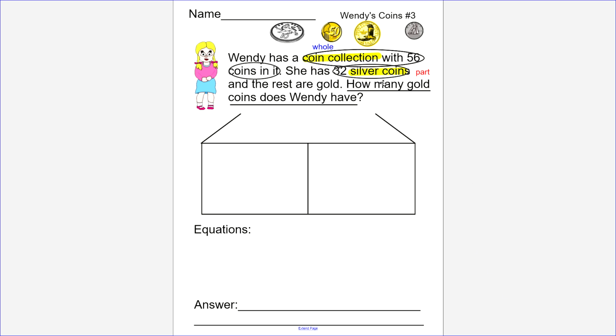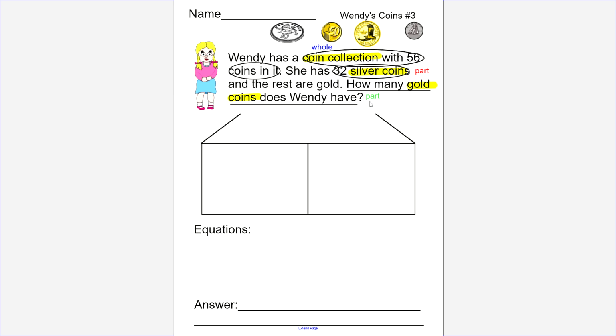Now look at the question. How many gold coins does Wendy have? Do you see any keywords there that are helping you know if this is a whole or a part? I agree. The words gold coins help me know that this is also a part. I know that she has a coin collection. Some of the coins are silver and the rest are gold. So the question is asking me to find the gold coins. That's one of the amounts. So this is one of the parts.